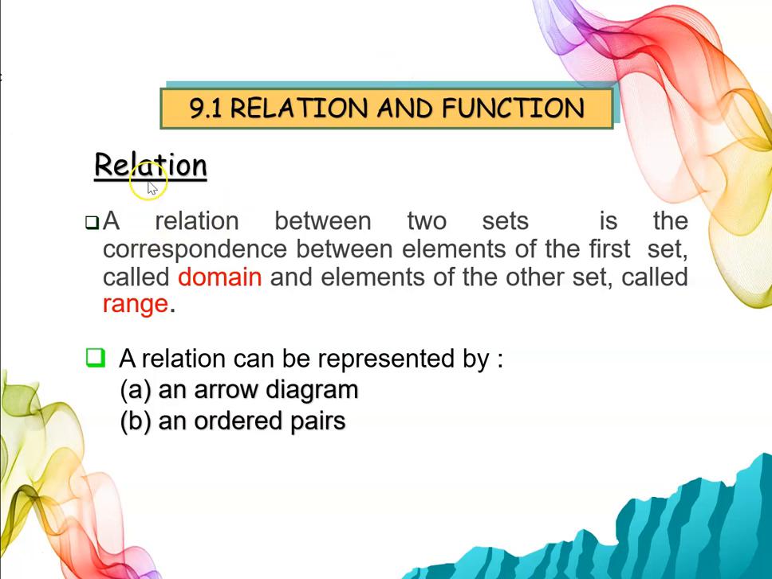For the first one, relation: a relation between two sets is the correspondence between elements of the first set called domain and elements of the other set called range. So you will have two sets. The first one will be the domain and the second one will be range. A relation can be represented by an arrow diagram or order pairs. Let's see what these two are.